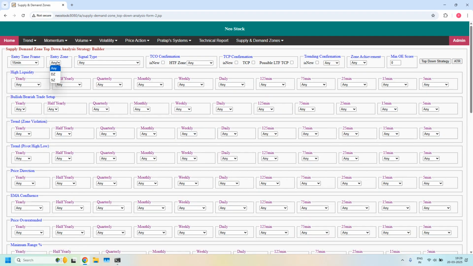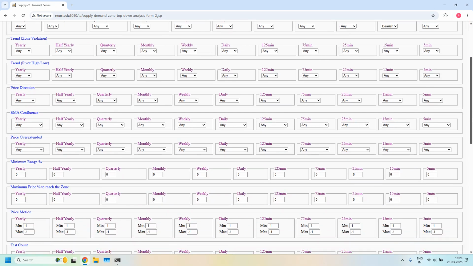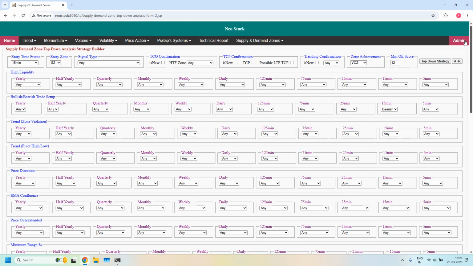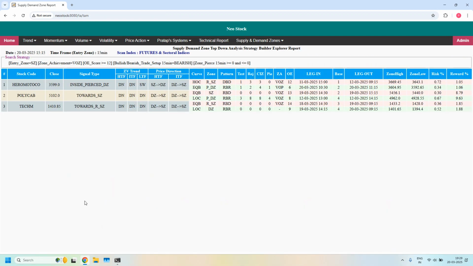Entry time frame 15 minutes. Entry zone, supply zone. Bullish or bearish at 15 minutes, I am selecting bearish. Zone achievement VOZ. Minimum order enhancer score 12. And 15 minute supply zone should not be pierced. So at 15 minutes, minimum value 0, maximum value 0 in the pierced count. So we got only 3 stocks.